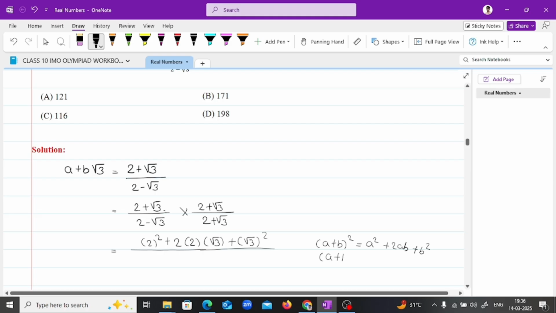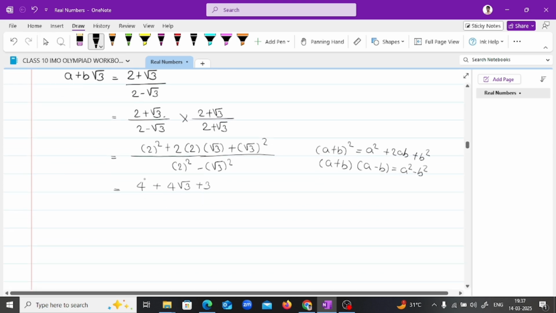A plus b into a minus b is nothing but a square minus b square. Here a is 2, that is 2 square minus root 3 square. So 2 square is 4, 2 into 2 into root 3 is 4 root 3, and root 3 square is 3, divided by 4 minus 3. So the numerator will be 4 plus 3, that is 7 plus 4 root 3, and the denominator will be 4 minus 3, that is 1, so we can simply ignore it.